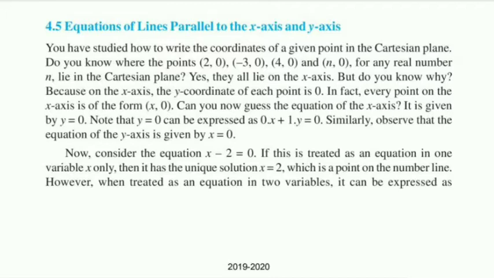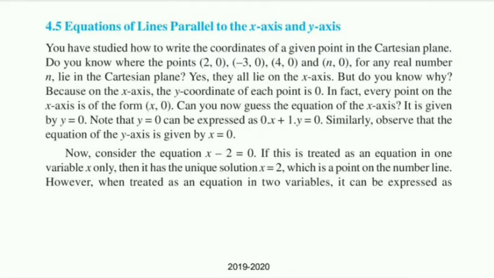Always keep in your mind, if the value of the x coordinate is 0, points always lie on the y-axis. If the value of the y coordinate is 0, points always lie on the x-axis. Till here clear? A point on the x-axis is of the form (x, 0). Can you now guess the equation of the x-axis? It is given by y is equal to 0.